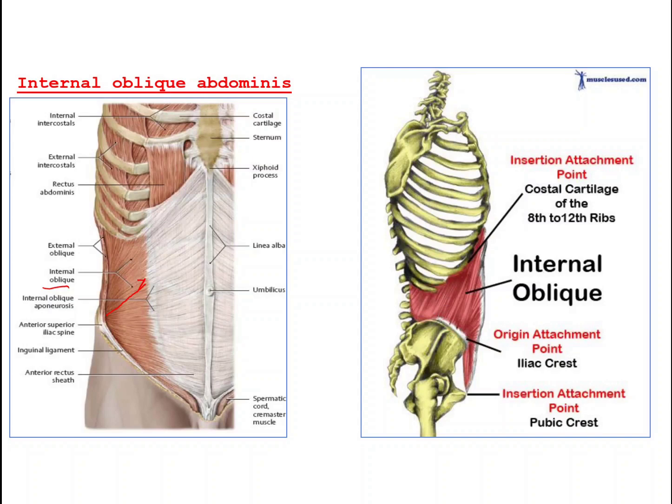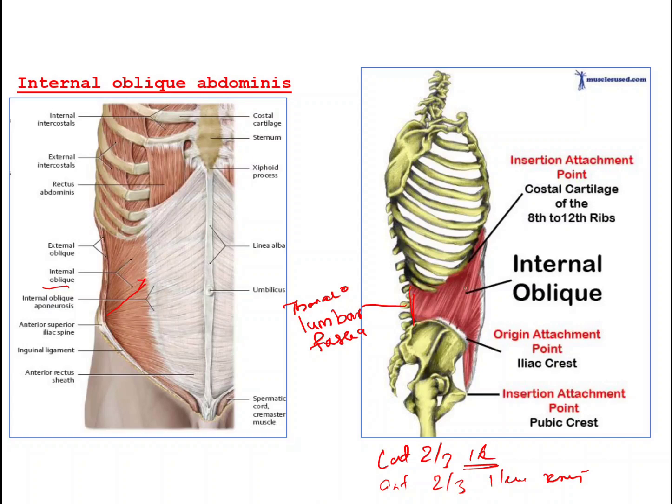Now the muscle fibers take origin from the inguinal ligament, that is the lateral two-third of the inguinal ligament. Then some of the fibers take origin from the intermediate part of the anterior two-third of the iliac crest, and the posterior-most fibers from a fascia called the thoracolumbar fascia. The muscle fibers take origin from all these.